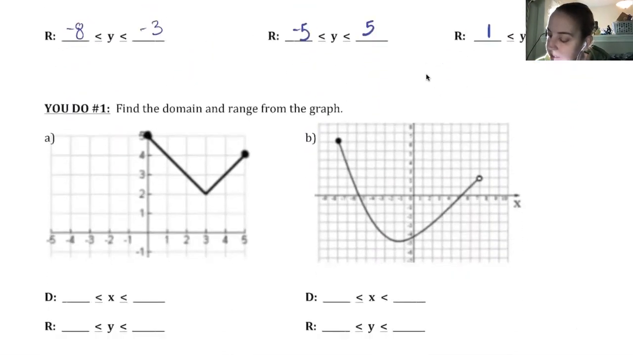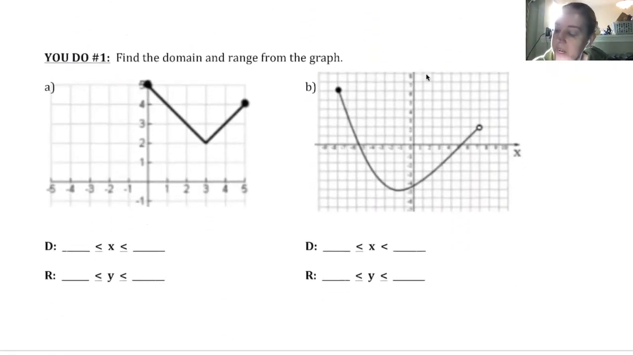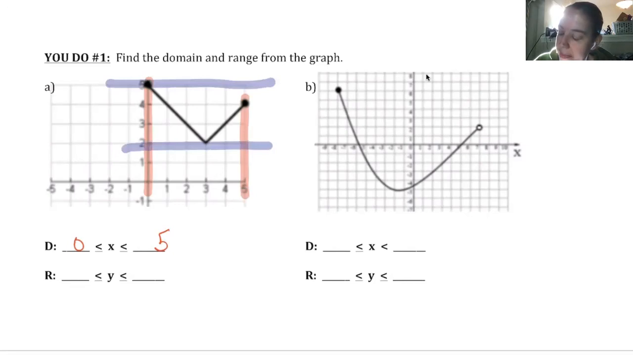We're going to keep going with these. You do find the domain and the range of each graph. So domain, all the way left, all the way right is going to be 0 to 5. My range is the bottom up here to the top. So the bottom is 2 and the top is 5. Good. Keep going here.